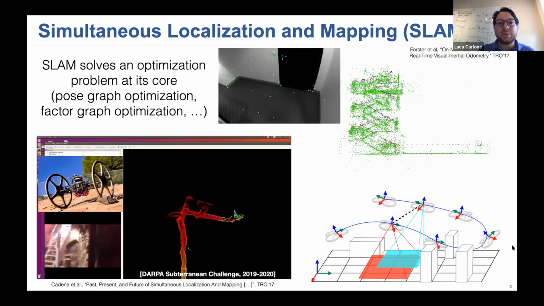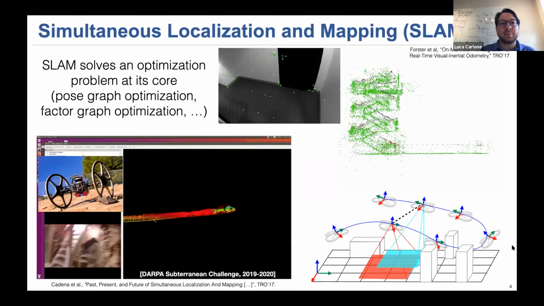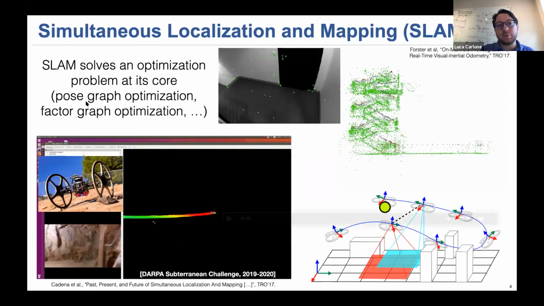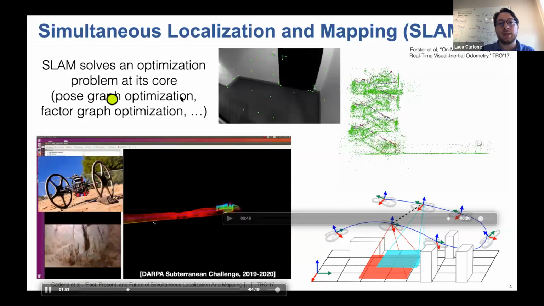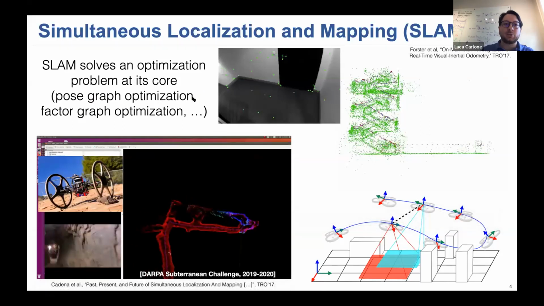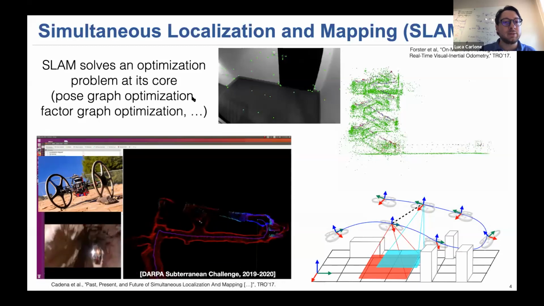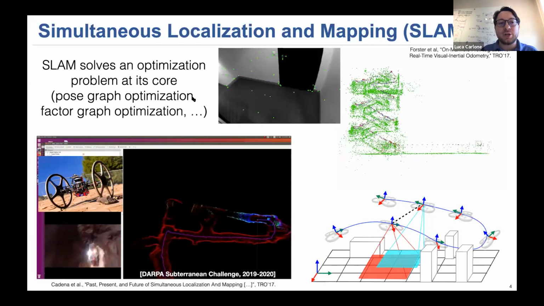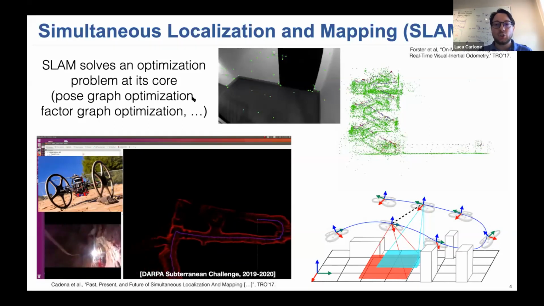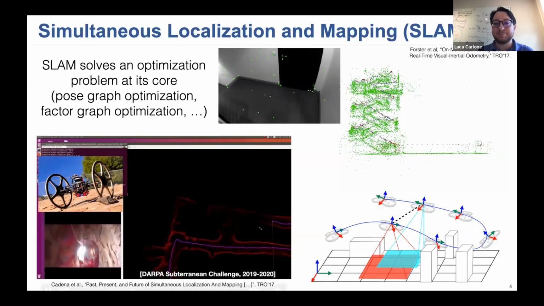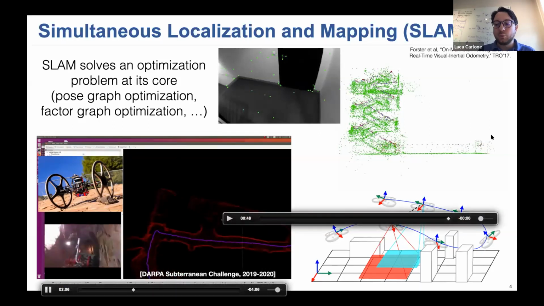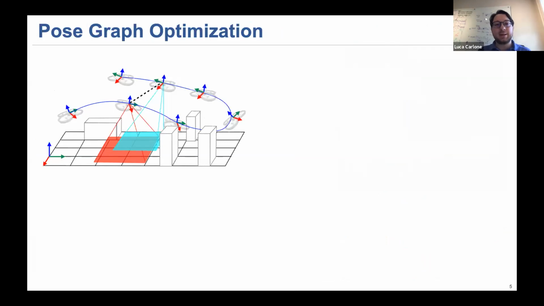One of the most popular optimization problems showing up in SLAM, which we're going to look at today, is pose graph optimization. I'm going to tell you in the next slide what this is about. And in its more general form, it's called factor graph optimization, which is slightly more general. So what is pose graph optimization? Again, in SLAM we want to figure out the trajectory of the robot given sensor data.